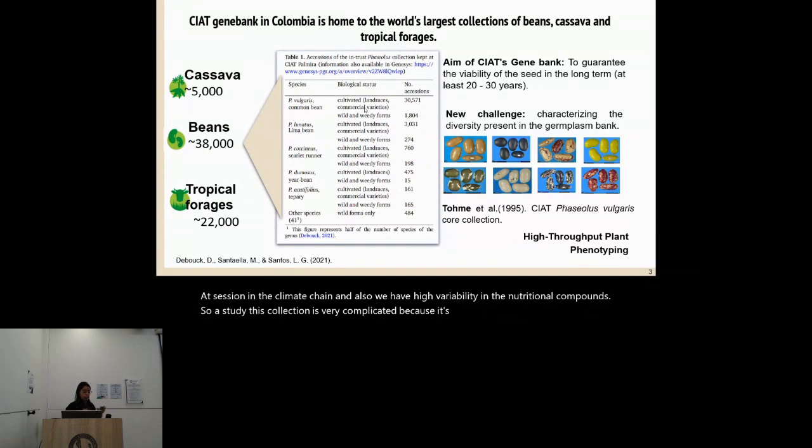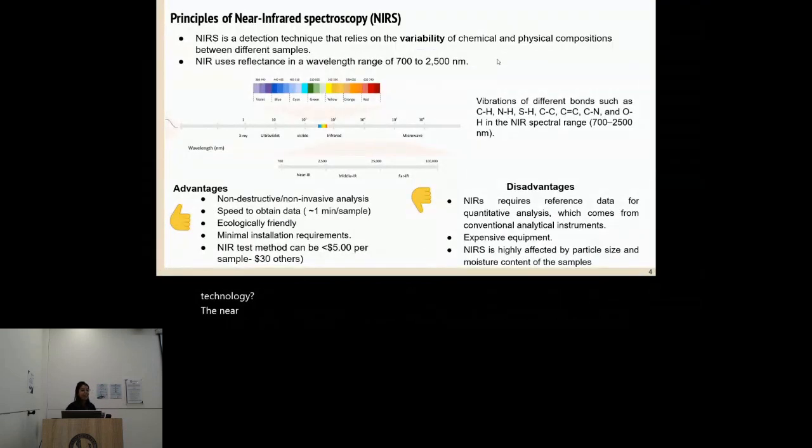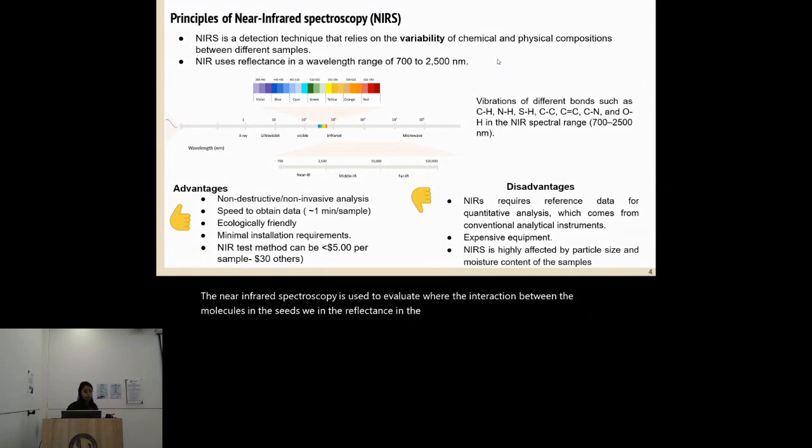So the first approach is to generate a core collection, focused only on the common beans, and through this analysis and through the specific analysis with high-throughput phenotyping, like the NIRS. So what is this technology? Near-infrared spectroscopy is used to evaluate the interaction between the molecules in the seeds with the reflectance in the molecules there in the different samples.